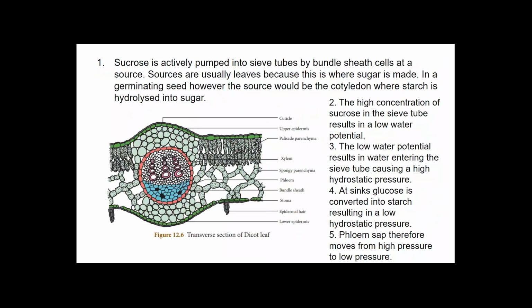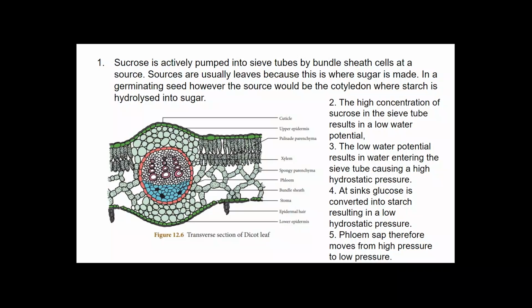So what happens in a plant? Sucrose is actively pumped into sieve tubes by bundle sheath cells at the source. So around here we have bundle sheath cells. They will actively pump sugars into the phloem. Sources are usually leaves because that is where sugar is made. But in a germinating seed, the source will be the cotyledon, where starch is hydrolyzed into sugar. But in nearly all cases, the source is the leaf.